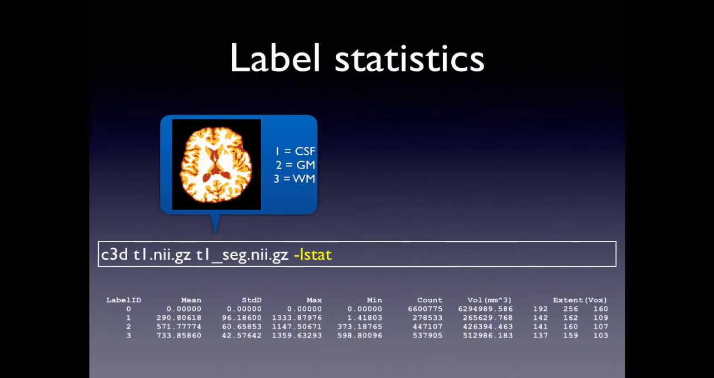Okay, so a little more on labels and segmentation. Often we want to know things about some grayscale image within a labeled region, and that can be the whole brain or something more specific. So in this example here, we would load T1 and a T1 segmentation, which is this 3-tissue image. And then we do minus LStat, and that gives us some basic information about each label. So the mean and standard deviation in the T1 image, and also the volume and the extent of the label itself.